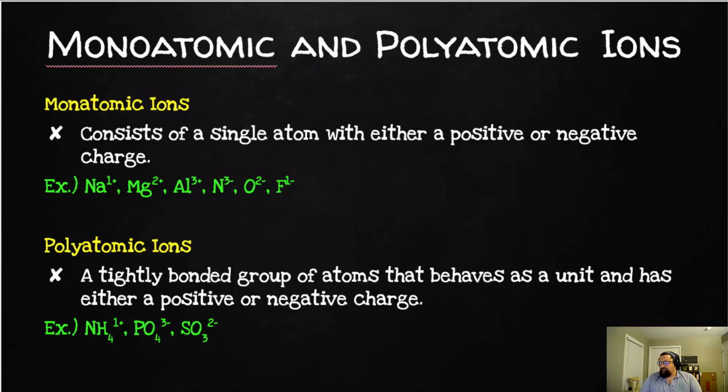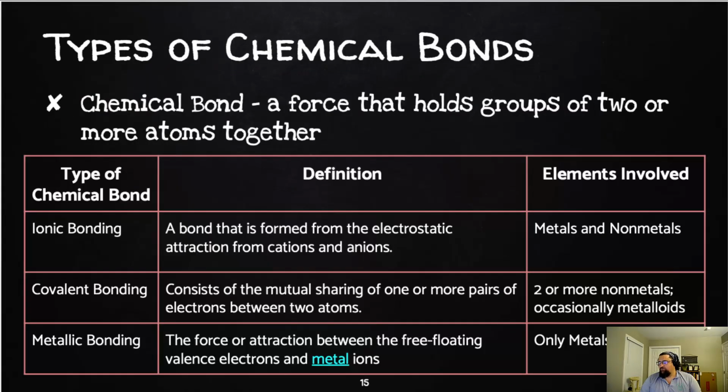All right. So when we're talking about bonds, there's a few different types of bonds. There is ionic bonding, covalent bonding, and metallic bonding. Today we're going to talk about ionic bonding. And a bond is just simply defined as a force that holds groups of two or more atoms together. It makes them behave as a unit as opposed to individual.